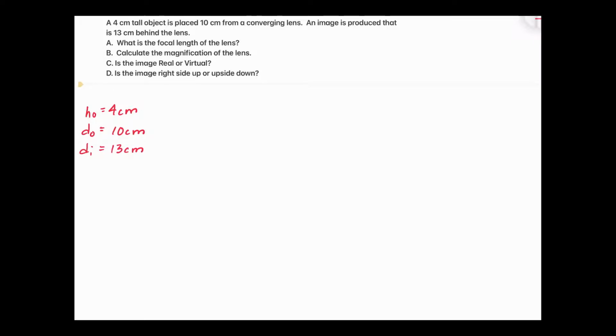And that's going to be positive. So, for example, if they had said in front of the lens, then it would be negative. So you just kind of have to, again, you can write that stuff down. You don't have to memorize that.